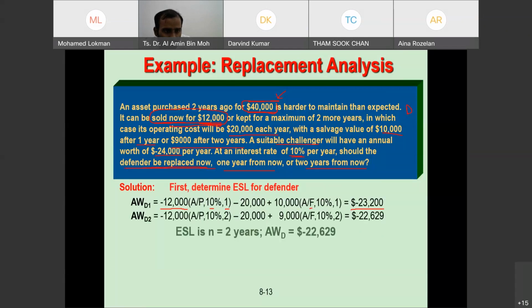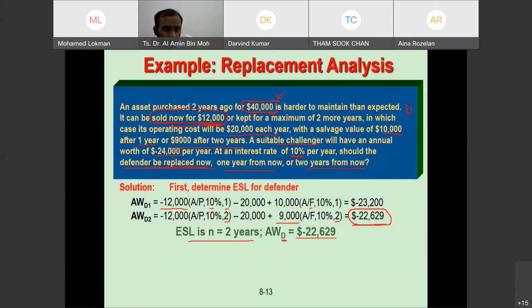Okay, so this D2, if it's 2 years, so N is going to be different, and then the salvage value going to be different, N is 2. So we got these 2, right? So ESL is N equal to 2 based on the answer here. Why? Because this is the lowest AW. So AW for the defender, the best is this, right?